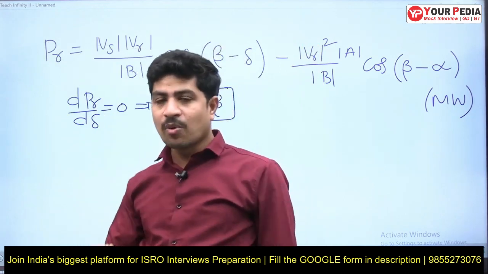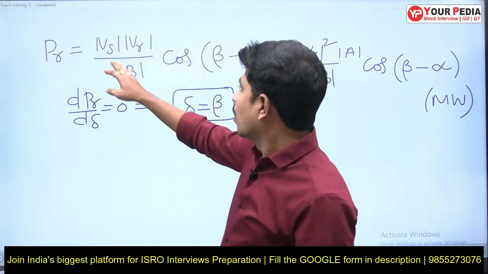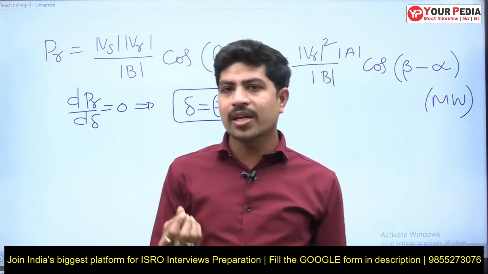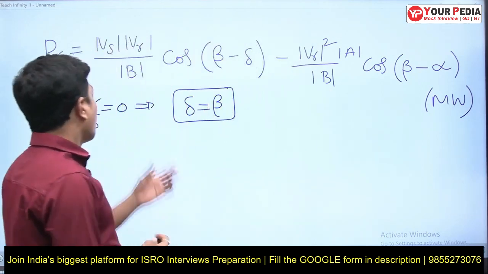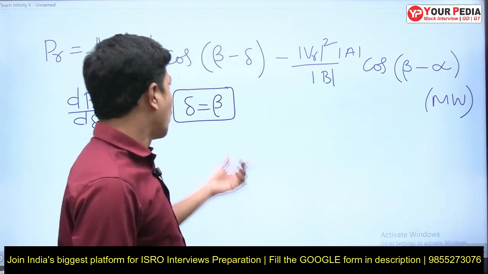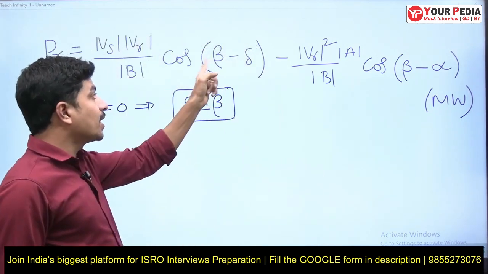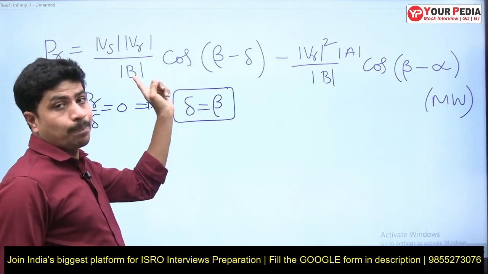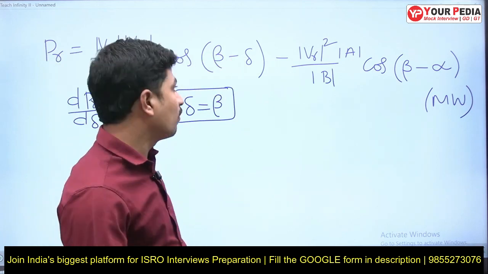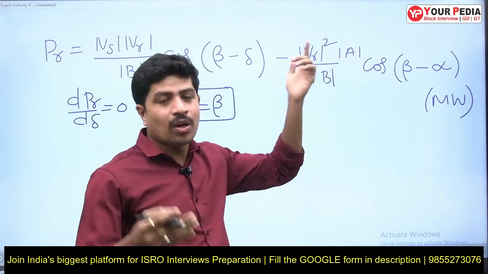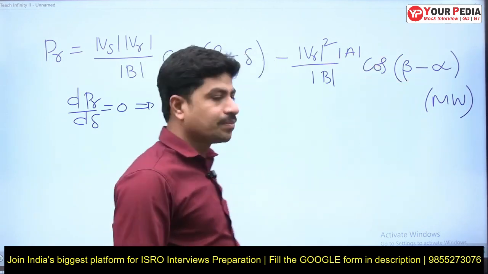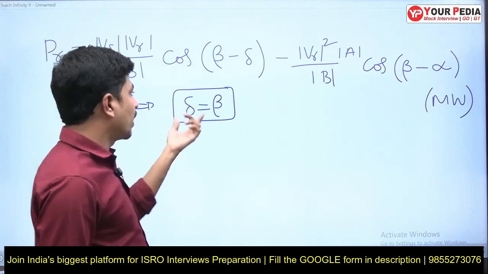First of all, what are A, B, and what are delta, beta, alpha? You all know, but let me give a small glance. Mod Vs is the sending end voltage, mod VR is the receiving end magnitude of the voltage. Mod indicates magnitude only, not angle. A, B, C, D are the transmission line parameters. Mod B is the magnitude of the parameter B. Beta is the angle of parameter B. Delta is called the load angle. A is one of the ABCD parameters of a transmission line, and its angle is alpha. If you do this derivative, you are going to get delta equal to beta.